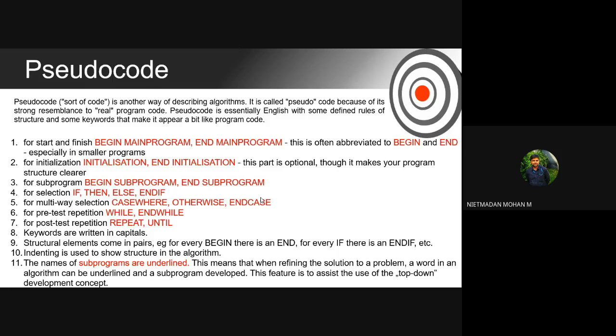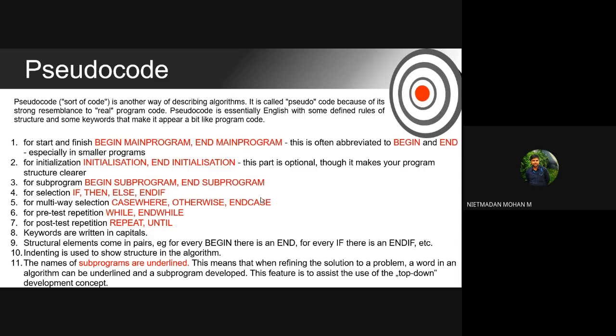For initializing the variables or values, we use the keyword initialization, and we finish it with end initialization. If your program is more than two or three pages, you can mention that. If your program is too big and you want to write an algorithm, you can divide the program into subprograms, and each individual subprogram begins with begin subprogram and ends with end subprogram.